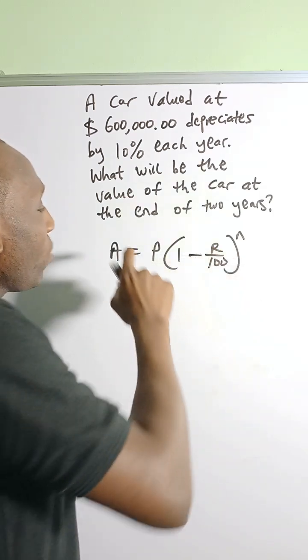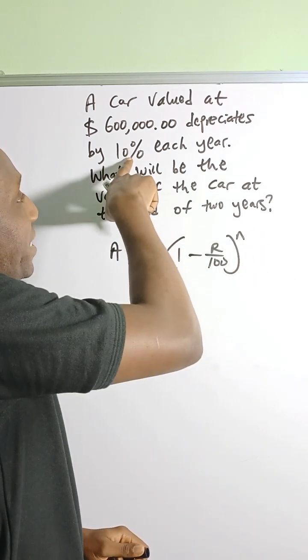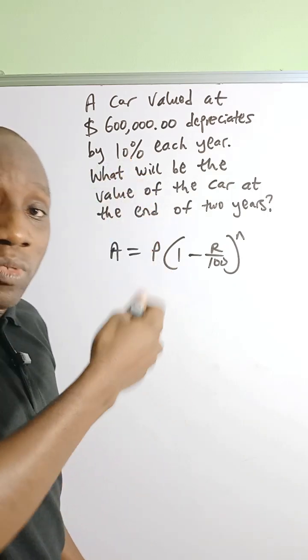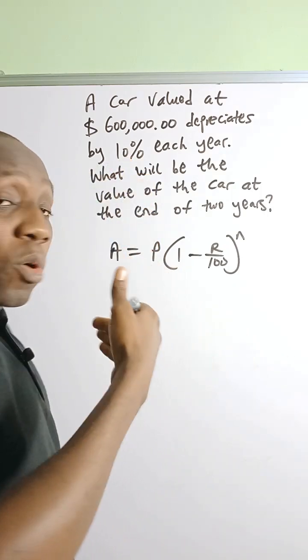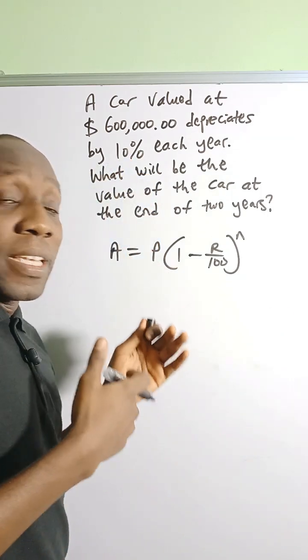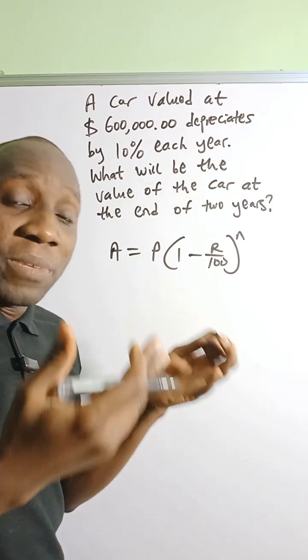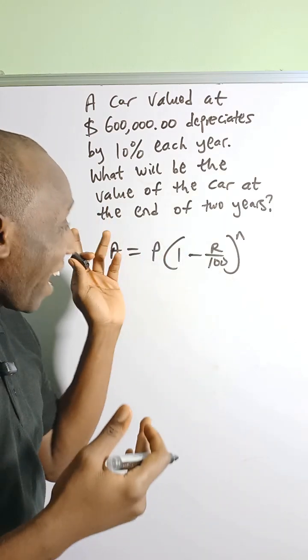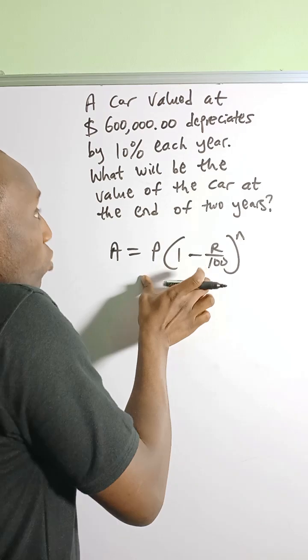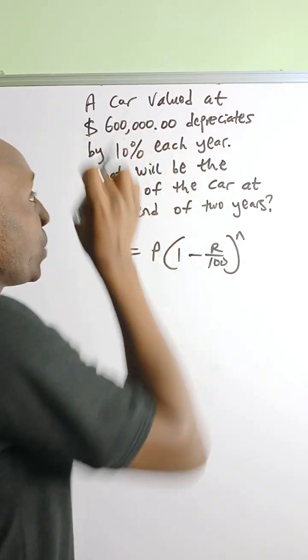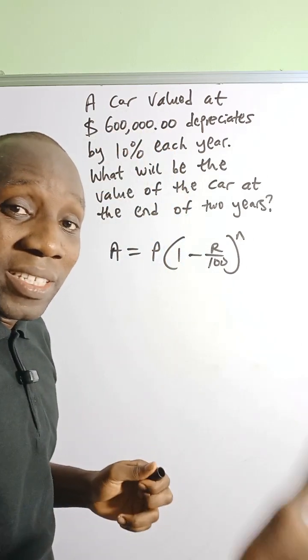Now take note, you can only use this formula if the rate of depreciation is constant for each year, if it is consistent. If the first year the rate of depreciation was 5%, the second year it was 10%, you cannot use this formula. It can only be used when the rate of depreciation for each year is consistent.